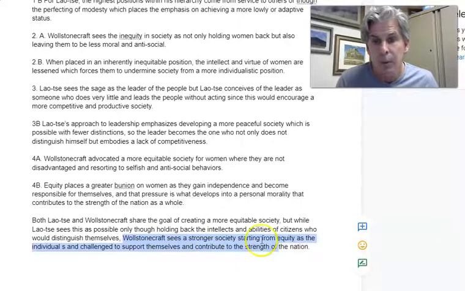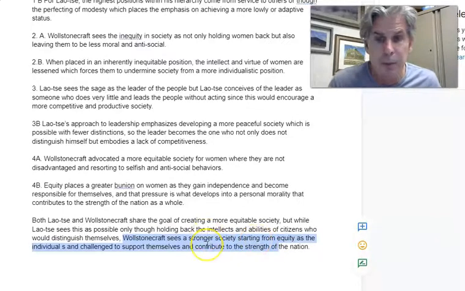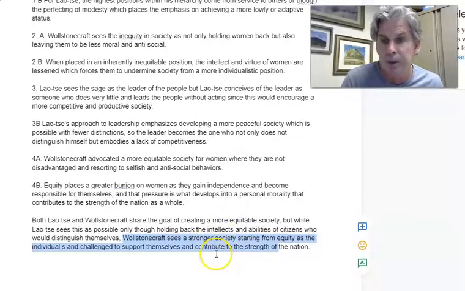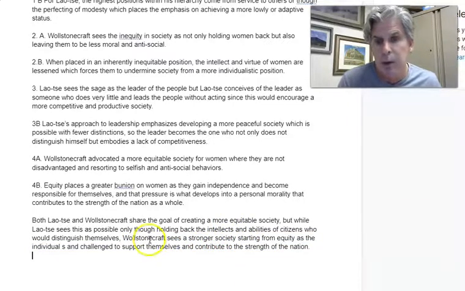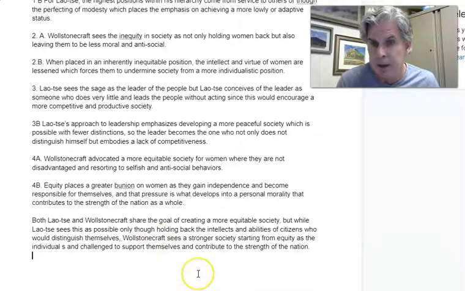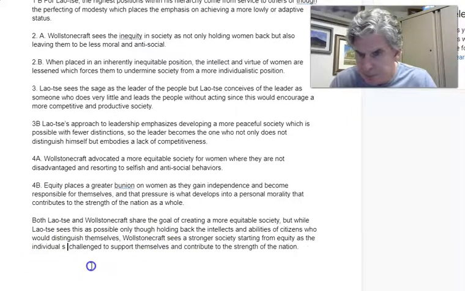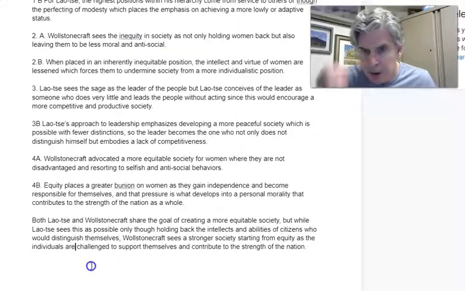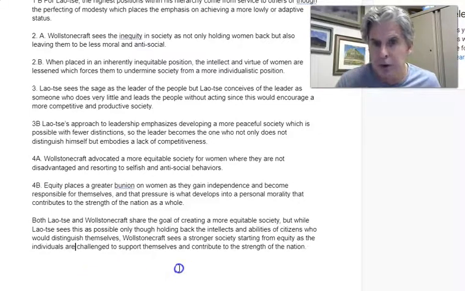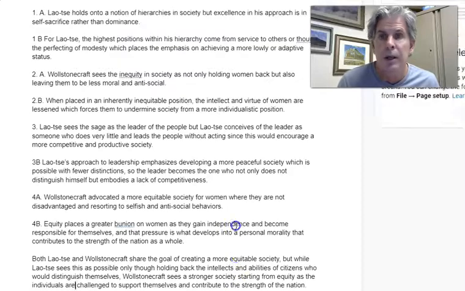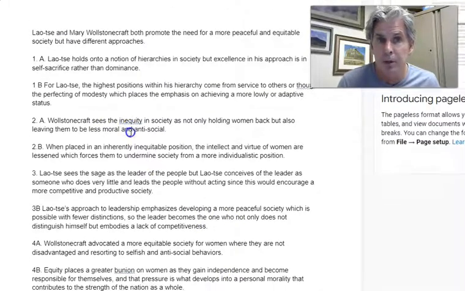But while Lao Tzu sees this as possible only through holding back the intellects and abilities of citizens who would distinguish themselves, Wollstonecraft sees a stronger society starting from equity, as the individuals are challenged, there's my typos again, are challenged to support themselves and contribute to the strength of the nation. That is now an introduction, okay?